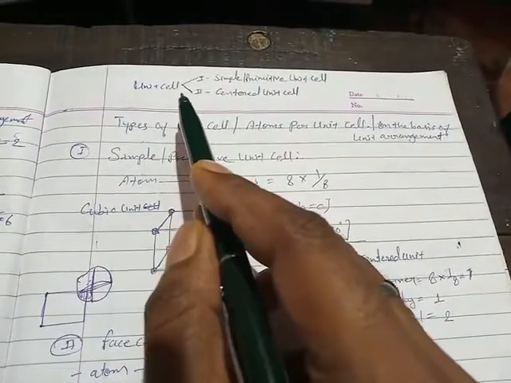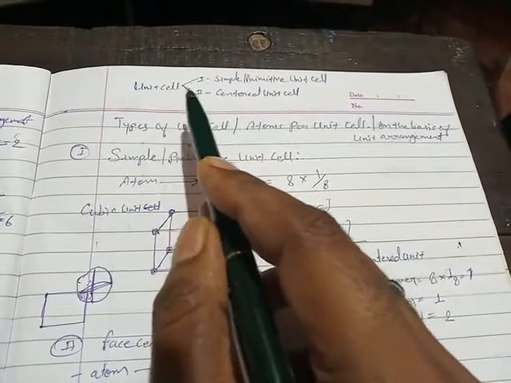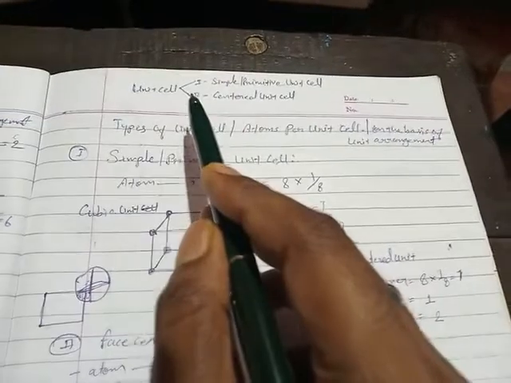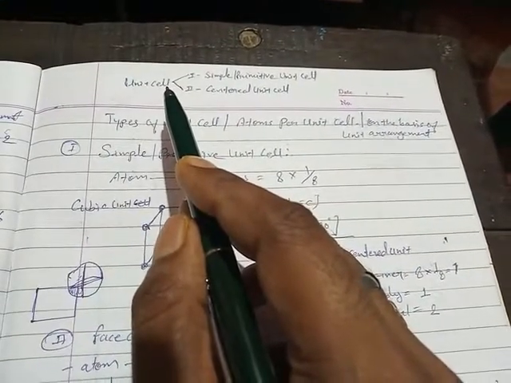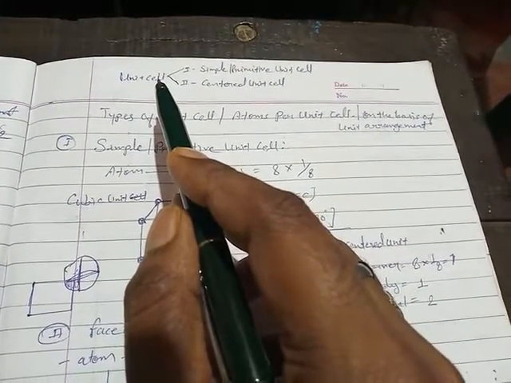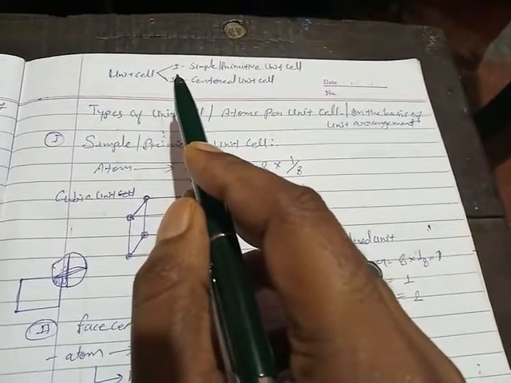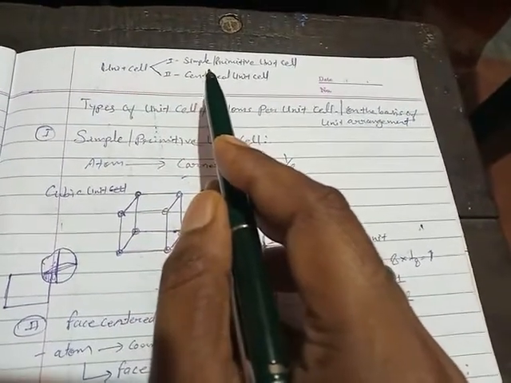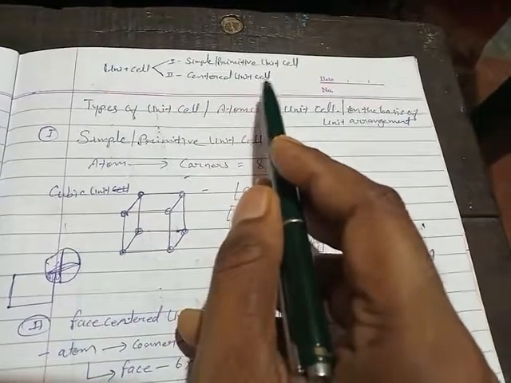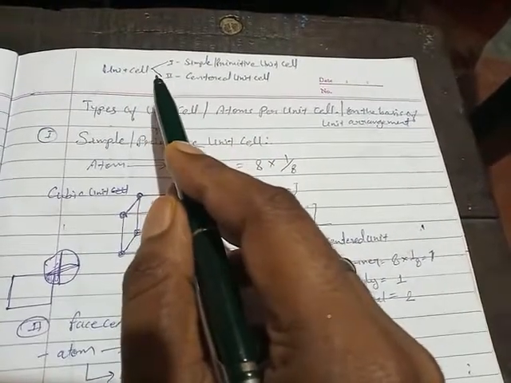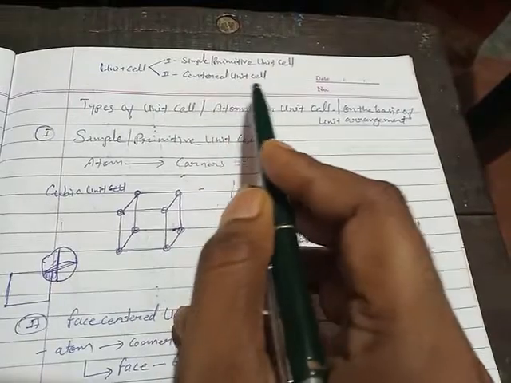This is called the unit cell, and unit cell is of two types. A few details we have discussed about the unit cell also, and now there are two types of unit cell. First is called simple or primitive unit cell, and the second one is called centered unit cell.